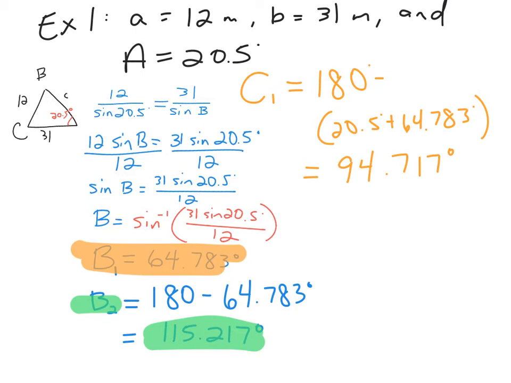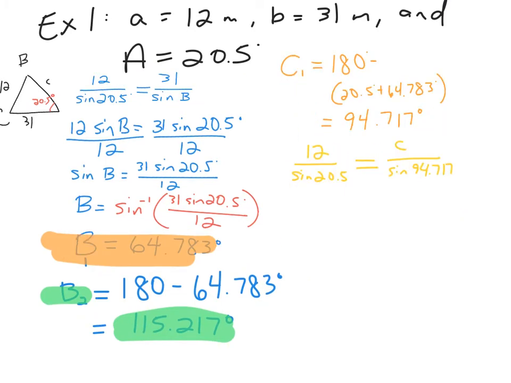So we can use either A or B. I'm going to use A. So I'm going to do my 12 over sine 20.5 equals, and then I'm going to find lowercase c, that's the side we're looking for, over the sine of the angle that we just found, 94.717. And again, just like we've been doing, we're going to cross multiply and solve.